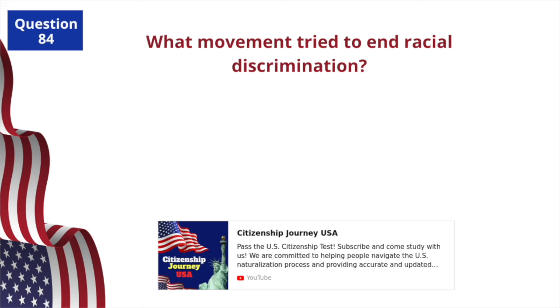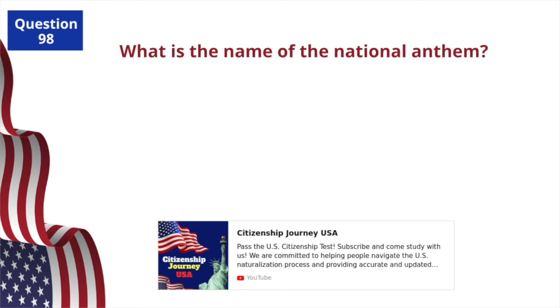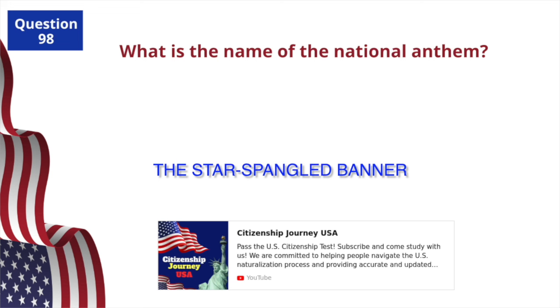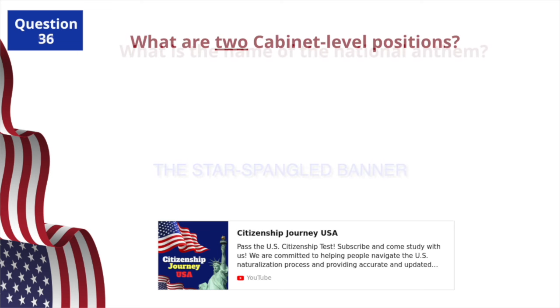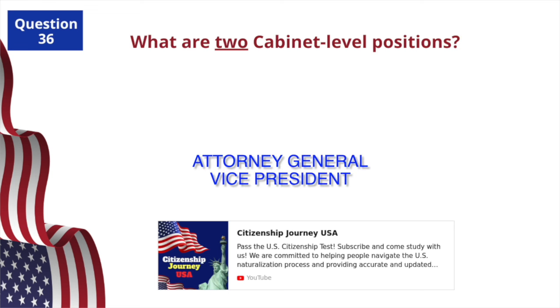What movement tried to end racial discrimination? Civil rights movement. What is the name of the national anthem? The Star-Spangled Banner. What are two cabinet-level positions? Attorney General, Vice President.